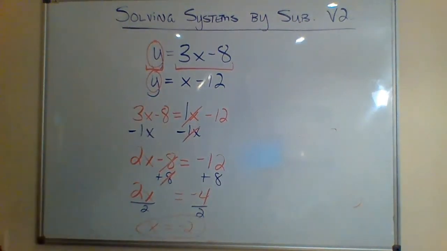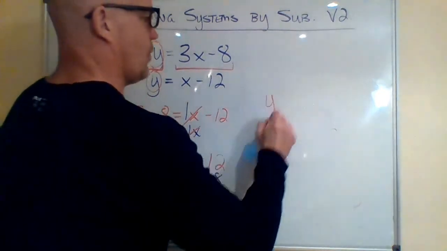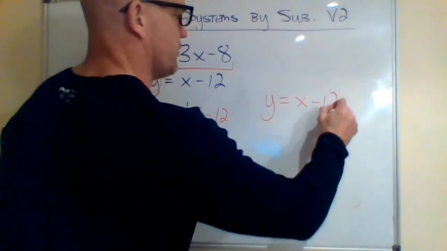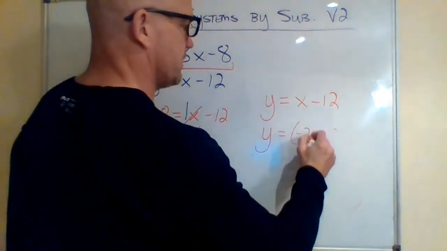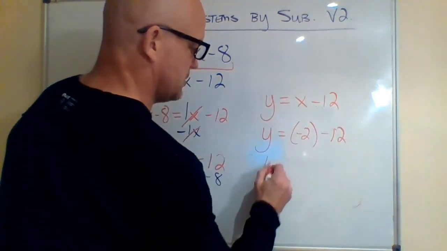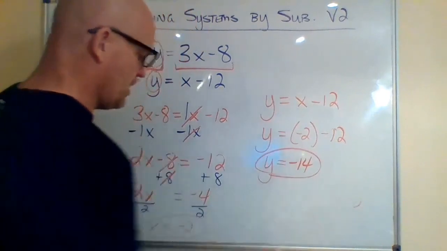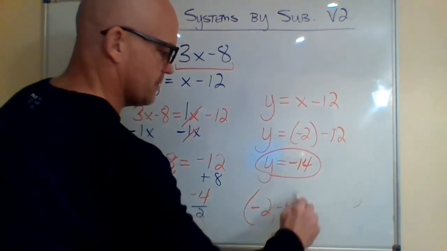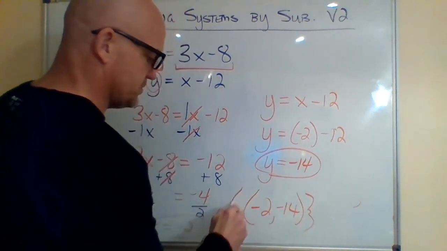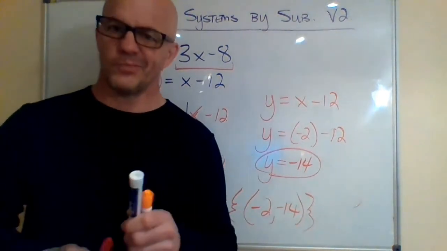So of course, to find y, we plug it back into one of those equations. I think this one's the easier one. So let's go ahead and take that. y equals x minus 12. I'm going to put that negative 2 in there. So y equals negative 2 minus 12. Negative 2 minus 12, of course, is negative 14. Point of intersection: negative 2, negative 14. That's my solution set. That's my answer. Did you get that? I hope so. Good.